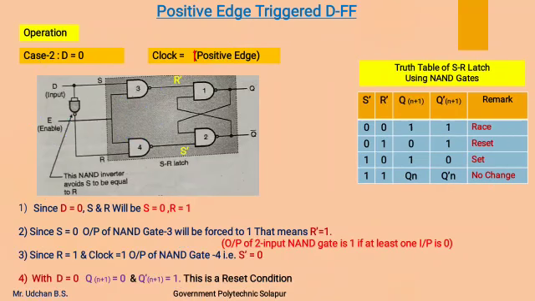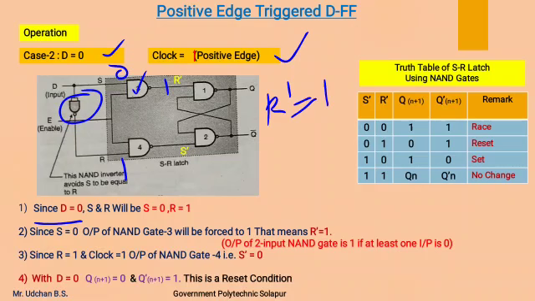Now we will consider the second case in which the D input is 0 and the clock is considered as a positive edge, meaning the flip flop is now going to get enabled by the positive edge of the clock pulse. Now since D is 0, the S input will become 0 and R input will become 1 through this NAND gate. So since S is 0, the output of NAND gate 3 will be 1, by which R dash will become 1.